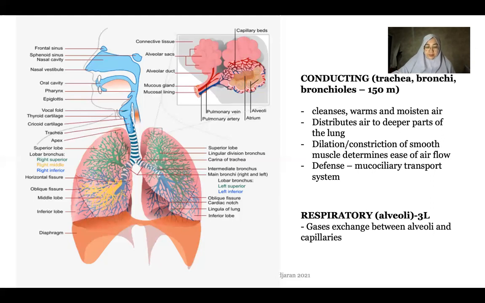The biggest part of the gas exchange is going to be in the respiratory portion of the lung. In here, we have about 3 liters in each at rest. This is where we're going to have gas exchange, and it's made up of alveoli that have a very thin epithelium that allows for diffusion of gases between the alveoli and the capillaries that are going to receive and dump off gases.